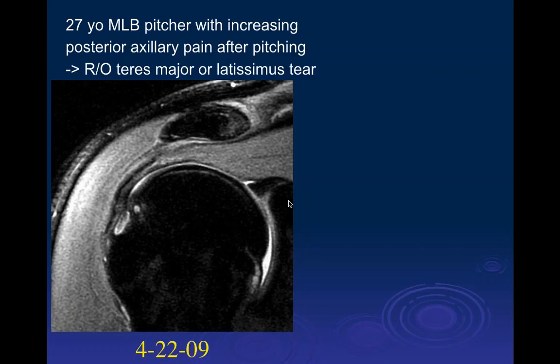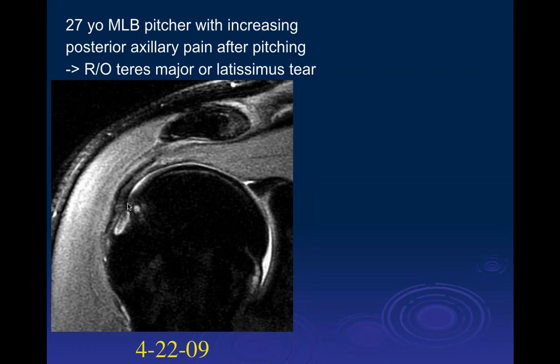Okay, Jeff, what do you think of this case? Yeah, hi. So, a 27-year-old Major League Baseball pitcher with increasing posterior accelerated pain after pitching, rule out teres minor or latissimus tear, and we have a PD fat sat. What I'm seeing is that there's some cortical cyst formation at the footprint there. At the most, I would say there's maybe some tendinosis of the supraspinatus tendon without a tear. And the inferior surface certainly looks intact going through here.